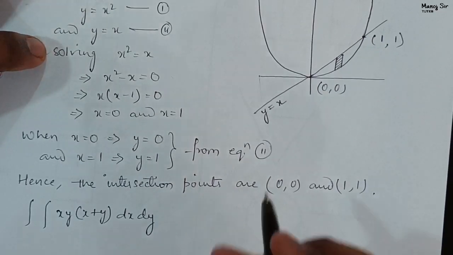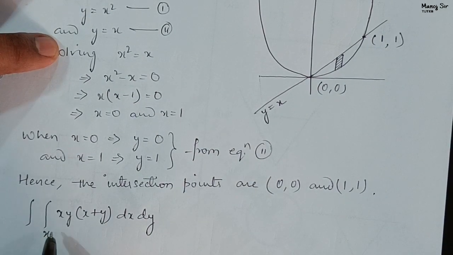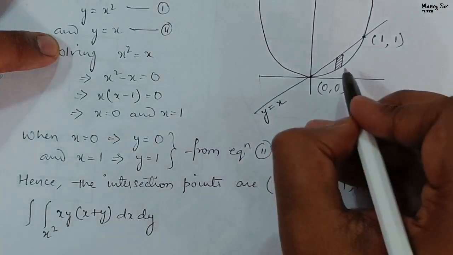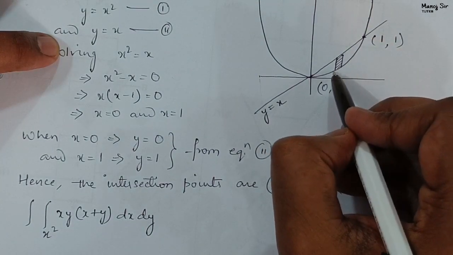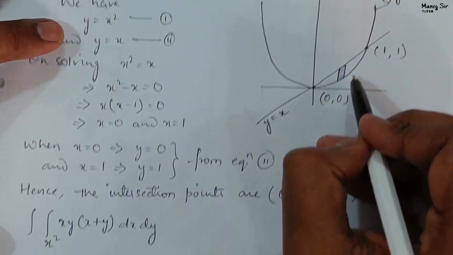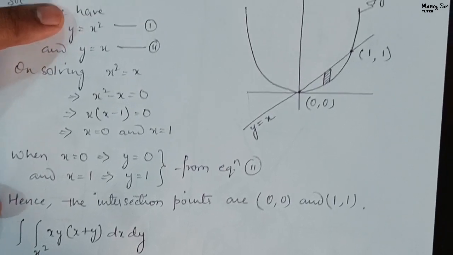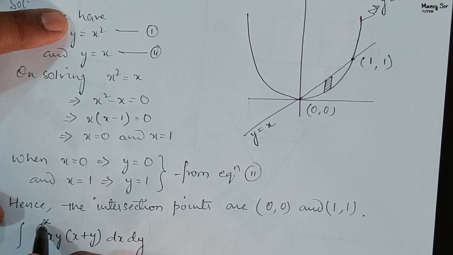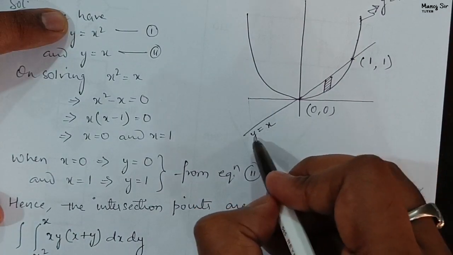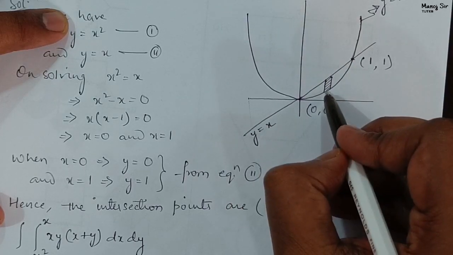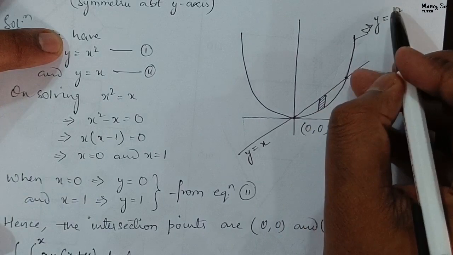So here the lower limit will be x square, because we are taking the limit of y, and the lower limit is y equals x square, because this is on the curve, that is a parabola, whose equation is y equals x square. The upper limit is y equals x, that is a line.